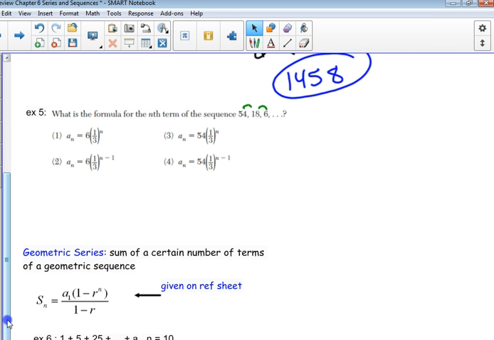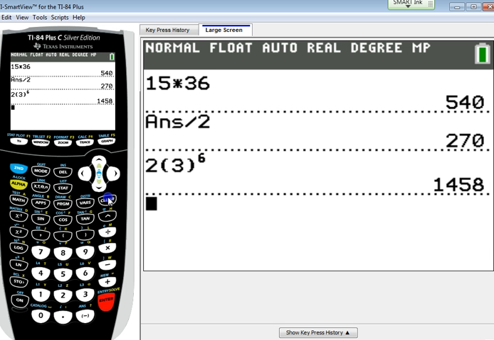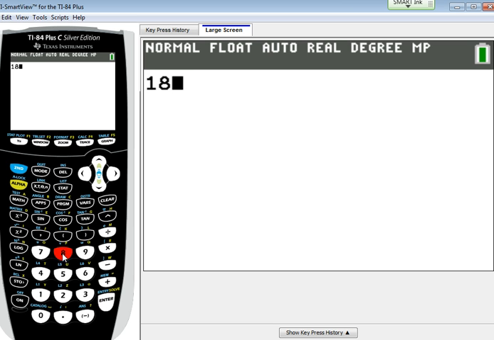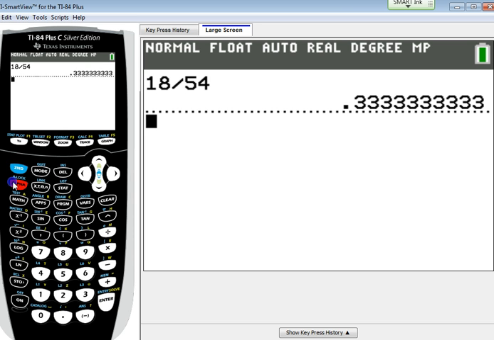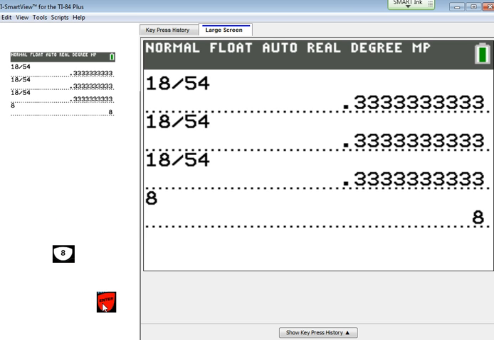Do you guys remember the little trick I showed you? If you pick one term and you divide by what comes right before it, you get what you multiply by. So if you did 18 out of 54. That's okay, you did a great job. Right, and you use your math fraction key. You guys know your math fraction key, right? Okay, so 0.3 repeating is really 1/3.